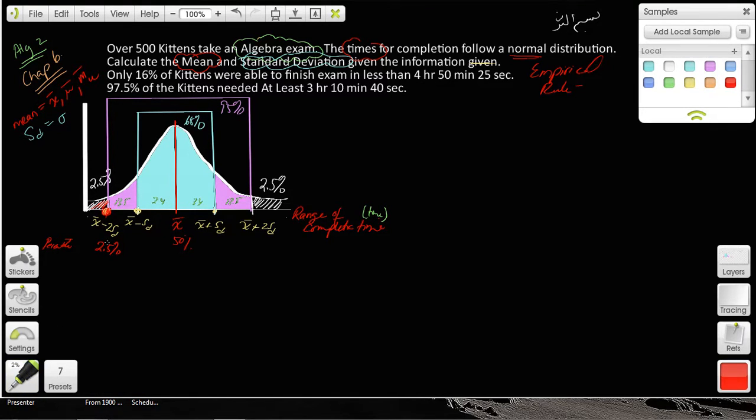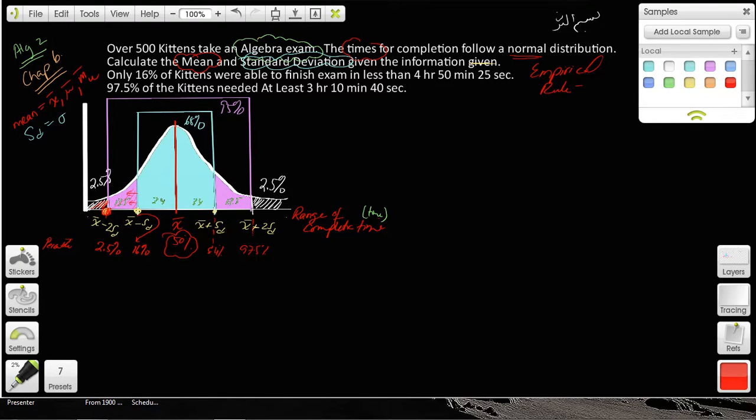So 2.5% of kittens needed that time, and this data point over here is 16% of the data from beyond over here, because 2.5 plus 13.5 gave us 16. There was 16% of the kittens represented in this group over here, and this of course is 50%, and this data point was 84%. And 84 plus 13.5 is 97.5% of the data over here. And this of course was the mean.